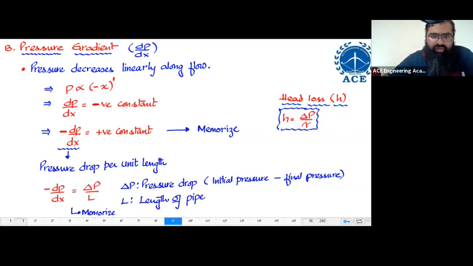Now, we have discussed 6 things: first was the governing equation, then pressure gradient, then shear stress, then friction factor and friction coefficient, shear velocity, and lastly the Darcy-Weisbach equation. 6 things we have seen till now. These 6 things, whatever I have mentioned, are for when a pipe is in horizontal orientation.